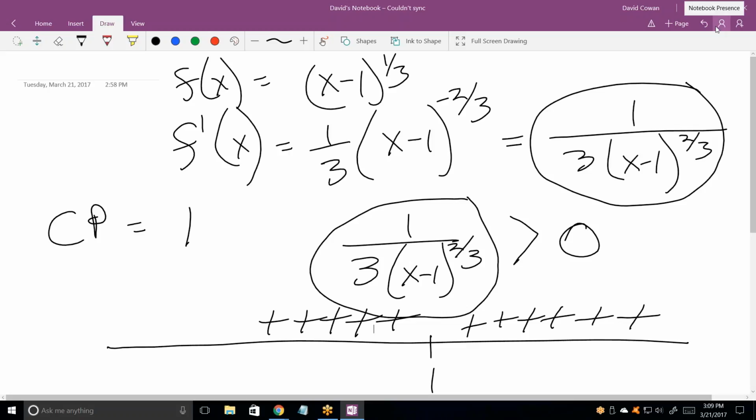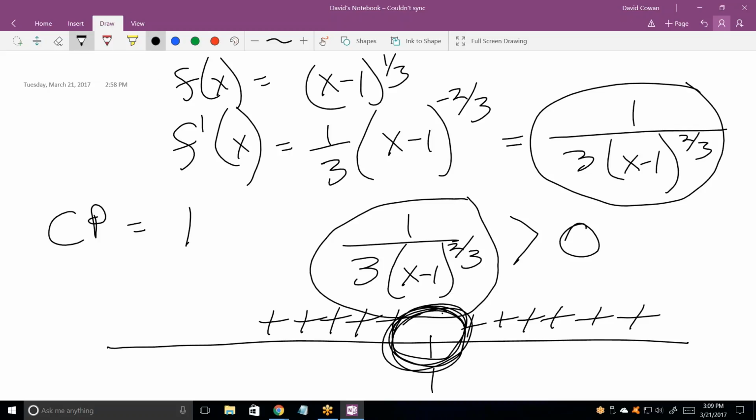Let's see, what else do they ask? This is number 30, right? So they ask for the first derivative test to identify all relative extrema. Well, it looks like we probably have a relative extrema at 1. But for it to actually be a relative extrema, remember the derivatives have to change signs on either side of that point. Well, again, it's tough to tell.